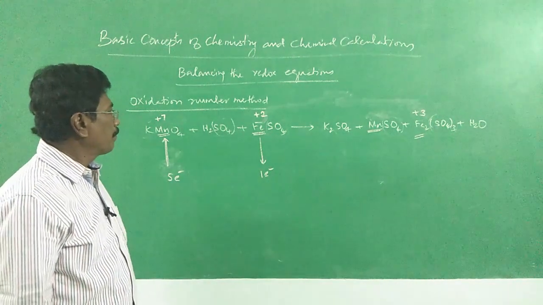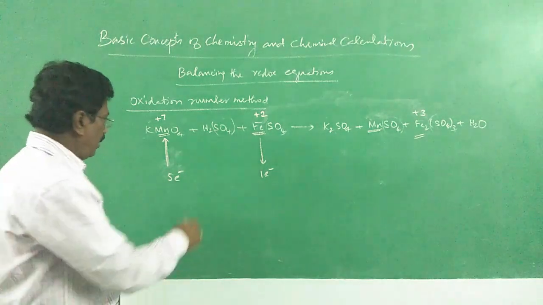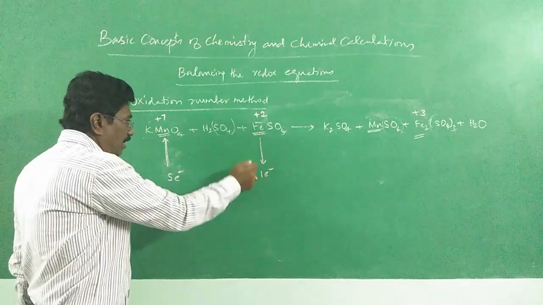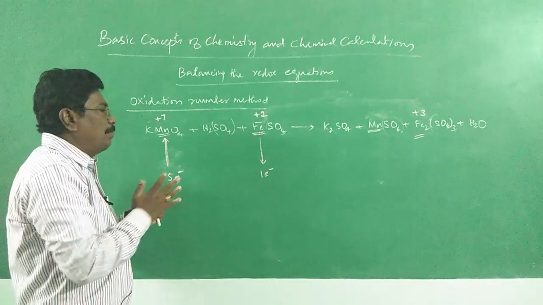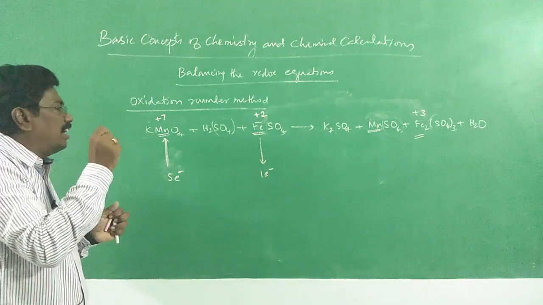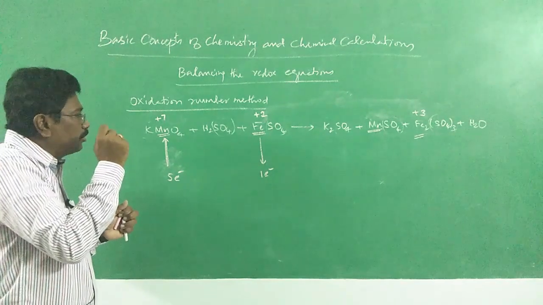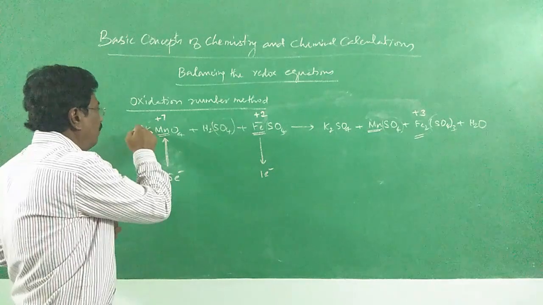Here, 5 electrons are gained and 1 electron is lost. It may not be a balanced reaction. So, an equal number of electrons should be involved in the transfer. So, we can cross multiply 1 here and 5 here.